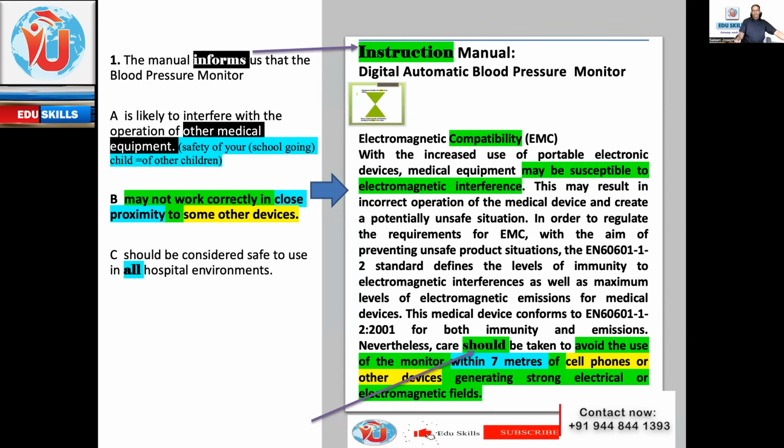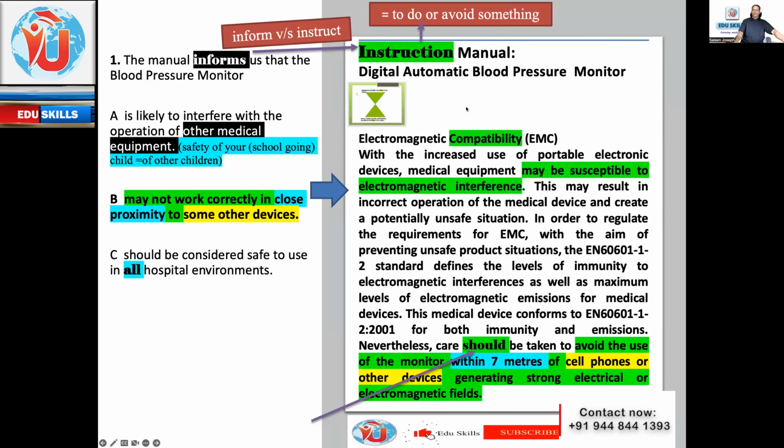Okay, so that says you cannot use it in all hospital environments. Anyhow, let's see. The instruction means to do or avoid. Now in this question, they are saying to do or to avoid. What is the instruction? To avoid. Yes, it can be to do or to avoid, but in this question you have to avoid.